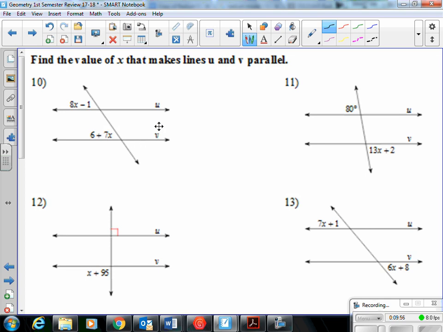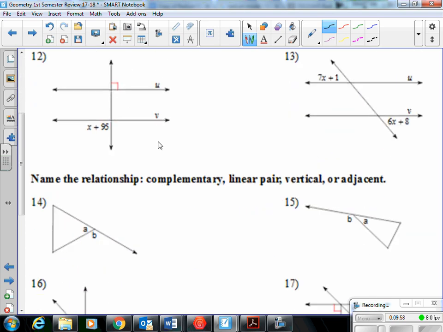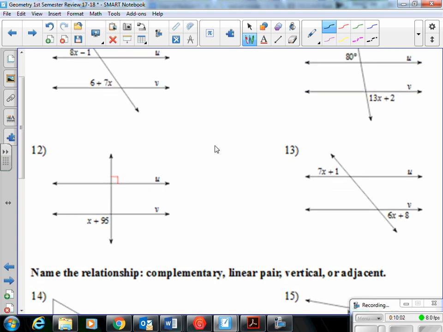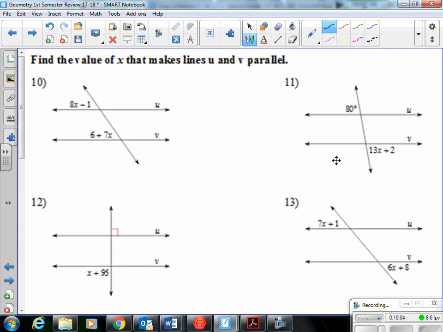Actually, y'all don't have these on your review. Yeah. Just realized that I made this off of the unchanged review that I didn't give y'all, but it still follows the same ideas here. So number 10 is kind of like number 11 on the review.